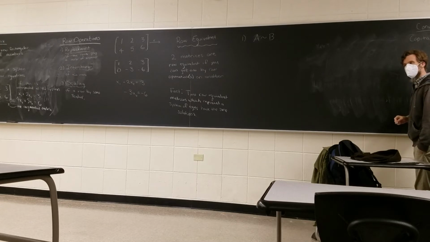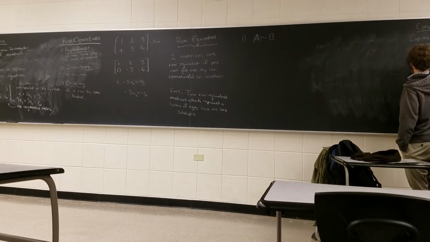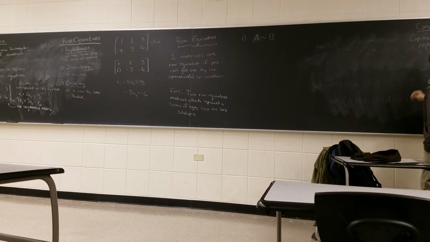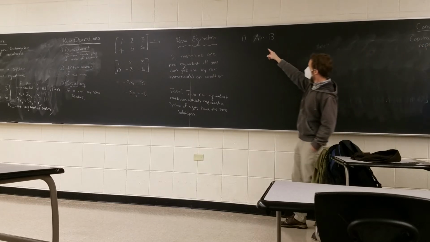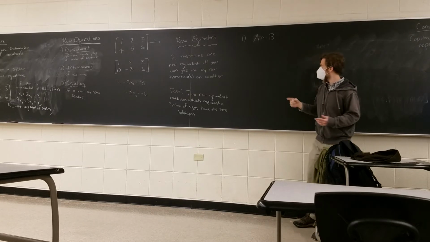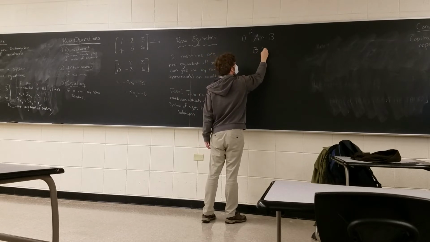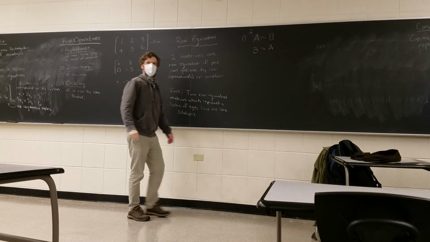capital letters represent matrices. And then, well, we'll just leave it at that for now. Okay, so this is a matrix, and this tilde I've written in between says they're equivalent. So, if A is equivalent to B, then B is equivalent to A.